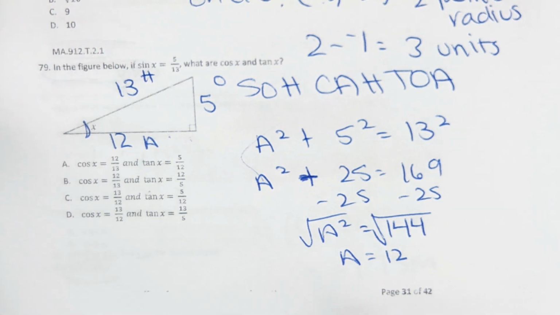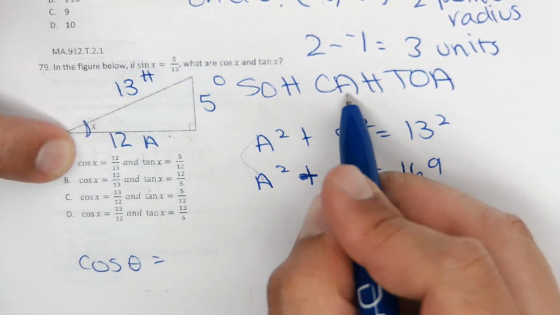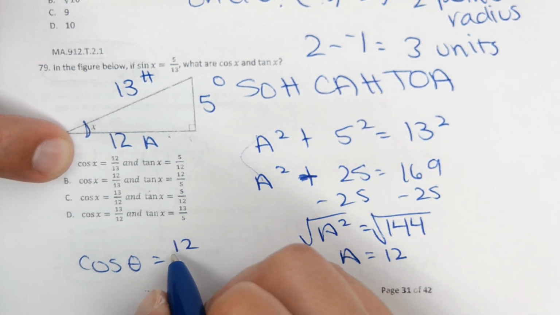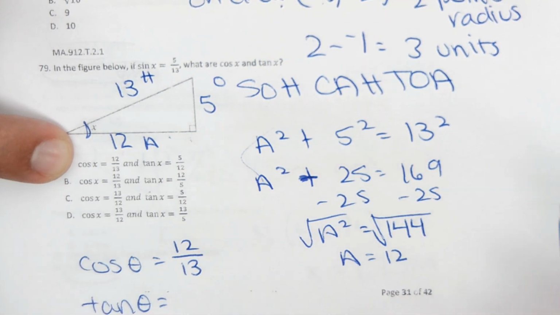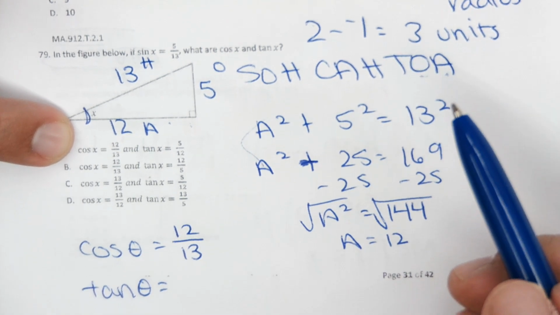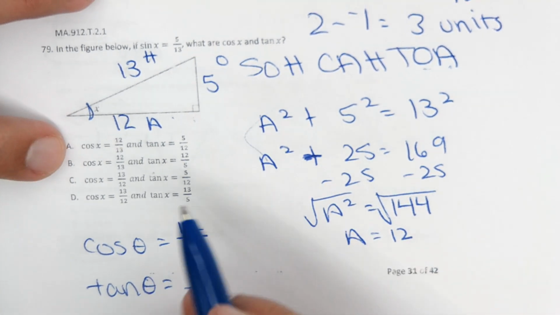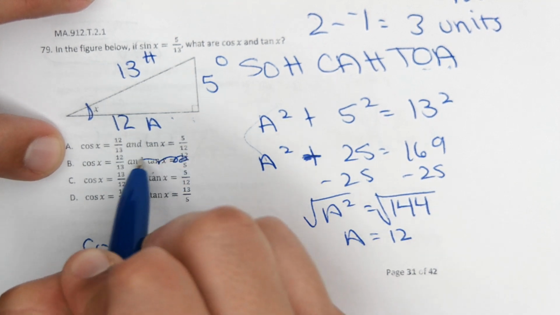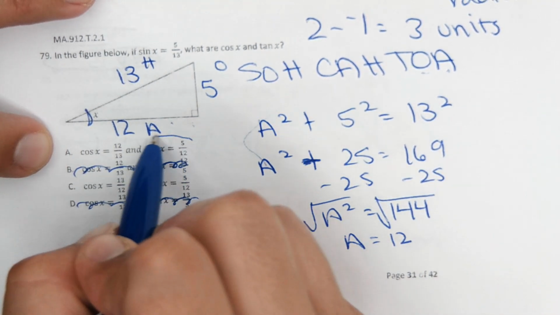And then for my ratios, cosine theta is adjacent over hypotenuse, so that would be 12/13. And for tan of theta, opposite over adjacent would be 5/12. And that's what I'm looking for. So not this one, not this one. It would be A.